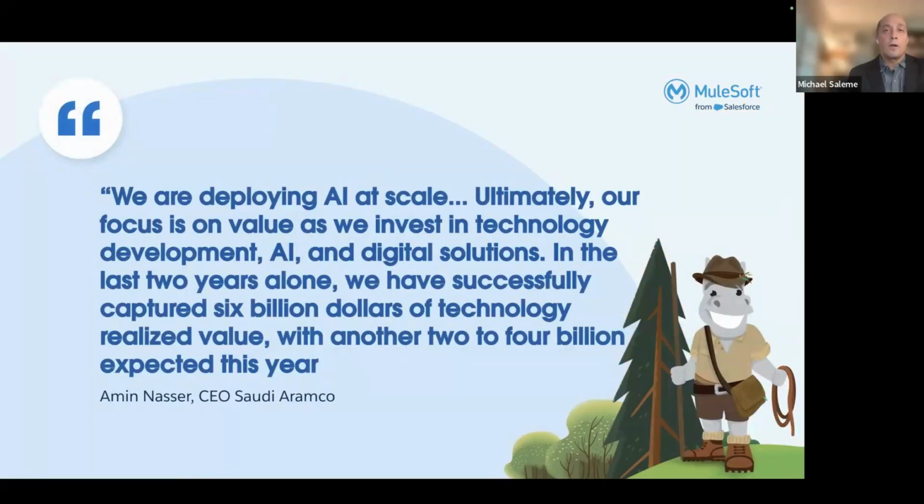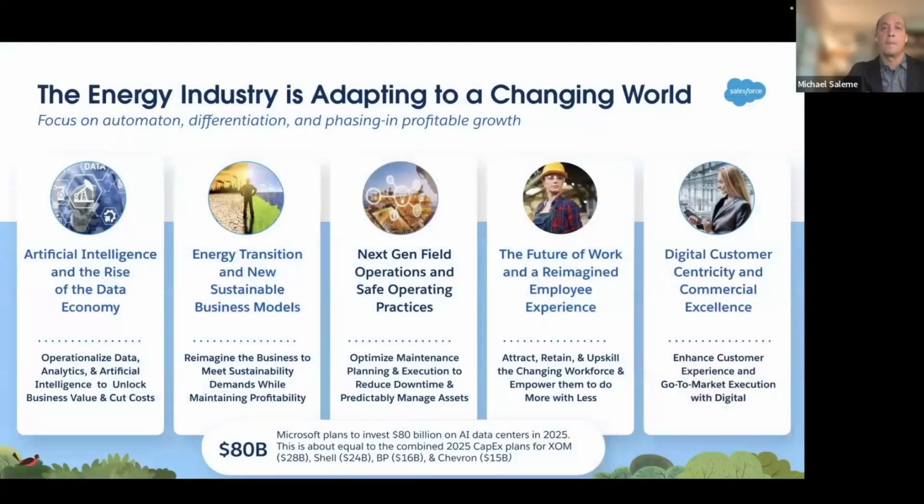I want to start with this quote from the CEO of Saudi Aramco. You can read the quote around the focus on investing in technology and automation. Those around the industry know that automation is a cornerstone of the industry, and this is just the next level of that. The CEO has been able to capture billions of dollars of realized value. The essence here is they're not chasing AI, they're leveraging AI in a certain way. I think that's quite remarkable, and that's the spirit of what we're bringing with this webinar series.